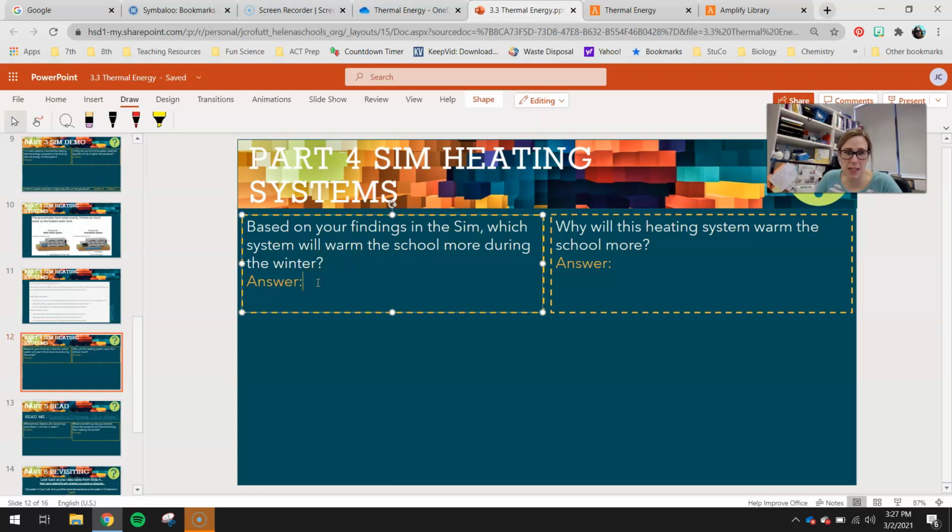Based on the findings in the sim, which system will warm the school more during the winter? So either your little heater tank or your groundwater system. And why will this heating system warm the school more? So think about, again, what you guys learned with the demo, what you guys learned with the part 3 sim, and now what you guys observed in the sim for part 4.